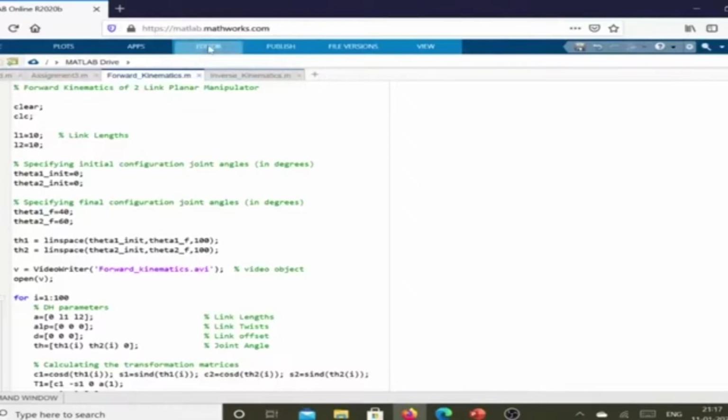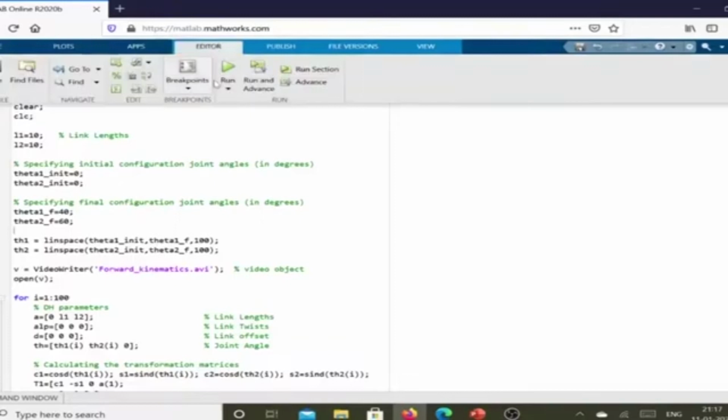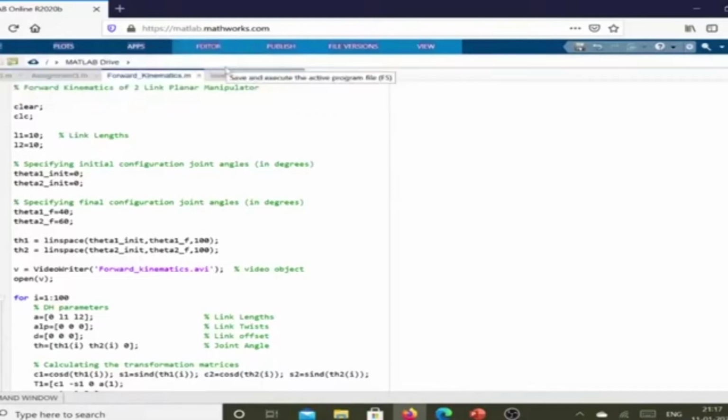So let's run the program. When we run the program, it is going to plot. It will start from the position theta 1 equal to 0, theta 2 equal to 0, and then take it to the position theta 1 equal to 40 and theta 2 equal to 60. Let's run it and see what it does.